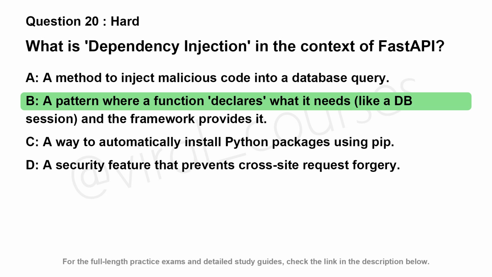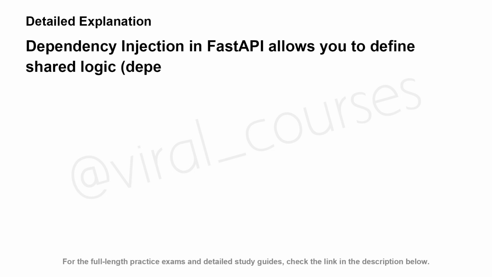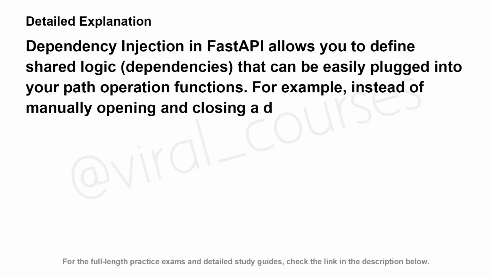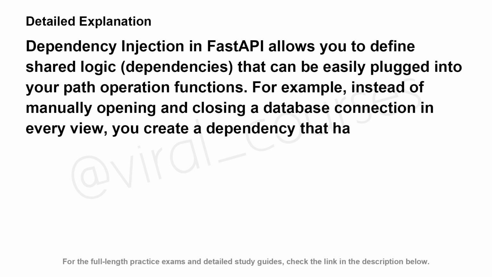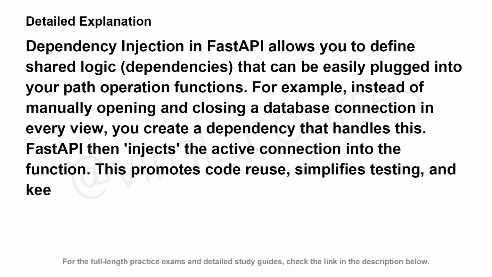The correct answer is B. Dependency injection in FastAPI allows you to define shared logic dependencies that can be easily plugged into your path operation functions. For example, instead of manually opening and closing a database connection in every view, you create a dependency that handles this. FastAPI then injects the active connection into the function. This promotes code reuse, simplifies testing, and keeps your view logic clean.